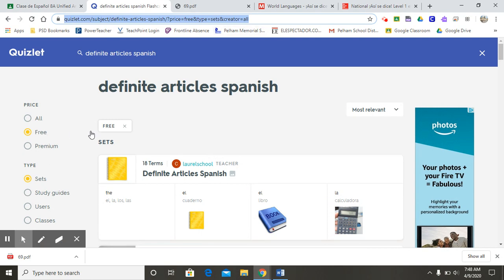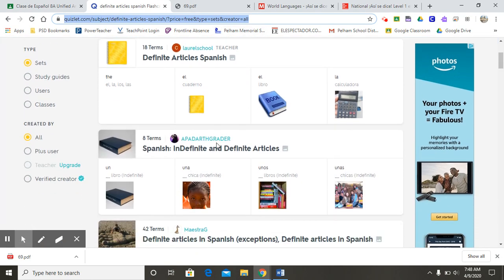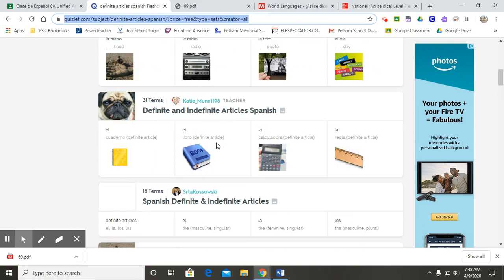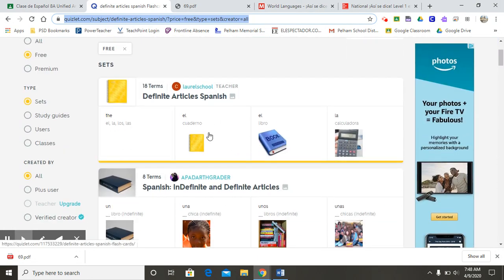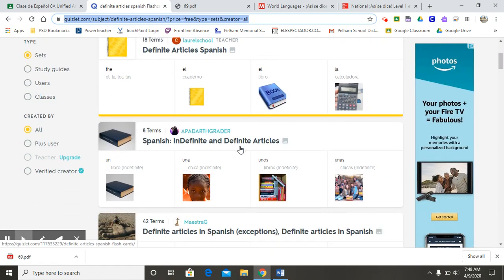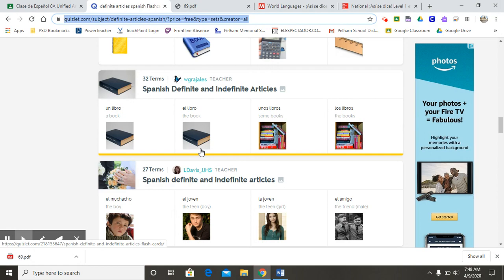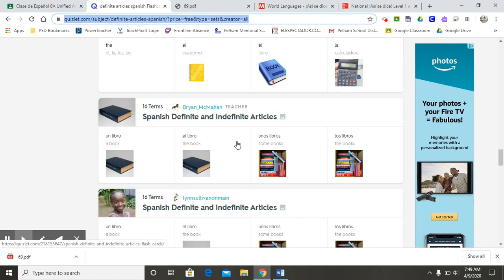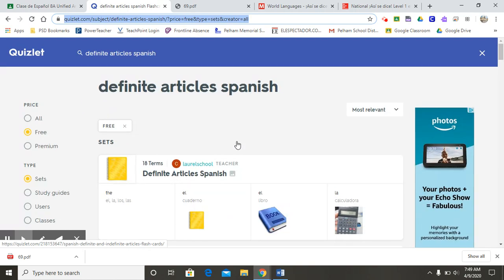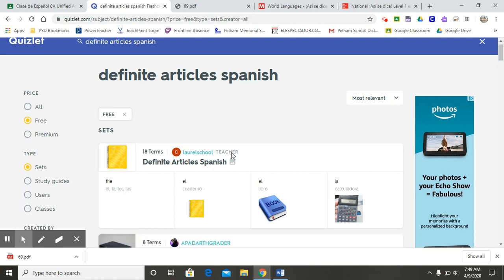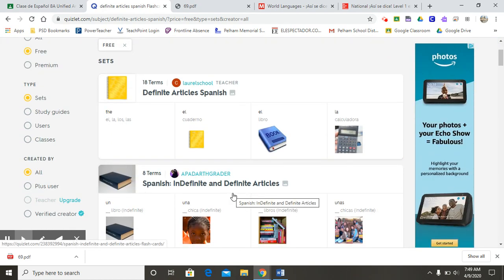It's already on the free Quizlet ones you can do, and you can pick whichever one you want. Obviously, just keep in mind that the ones at the very top are usually the better ones. The more you scroll down, you might find, because you got to remember, some teachers make these or people make these. The further you go down, it's probably not the more popular ones. So just keep that in mind. You can obviously sort it here by most recent, most relevant. I would stick to most relevant, free, and whichever one you find more appealing.